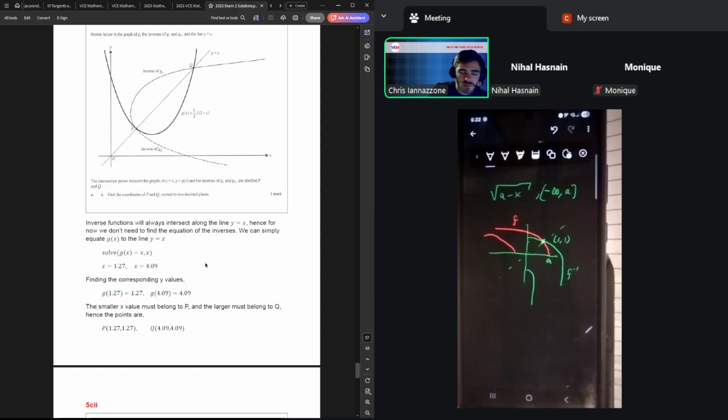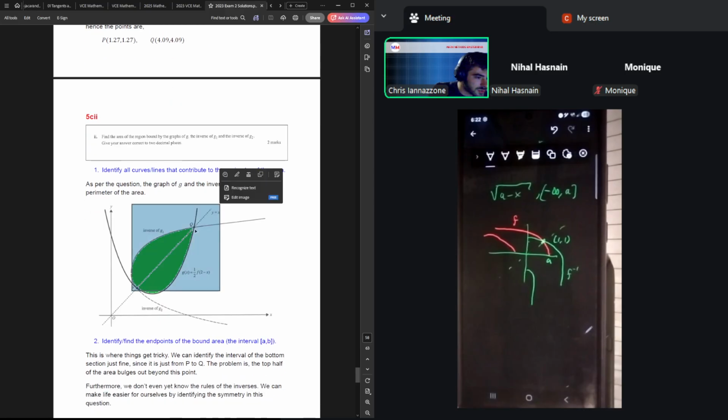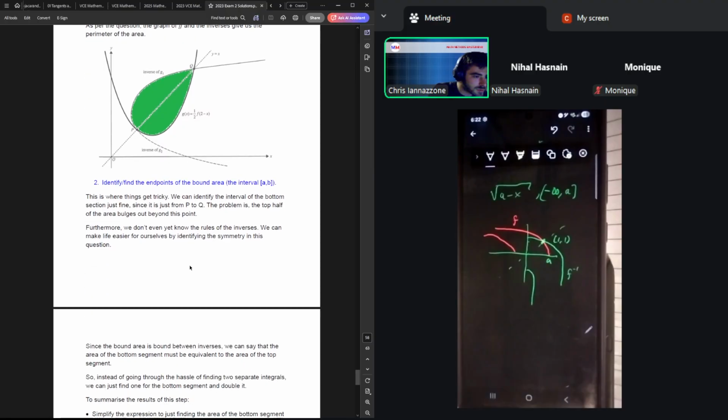And if you forget that, that's still fine, right? You just shove it back into the original function and you just get the same value back. Now from there, we're talking about area bound. We're not going to worry too much about that right now.